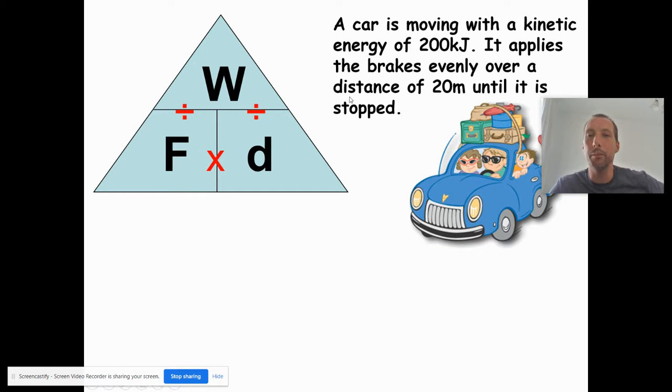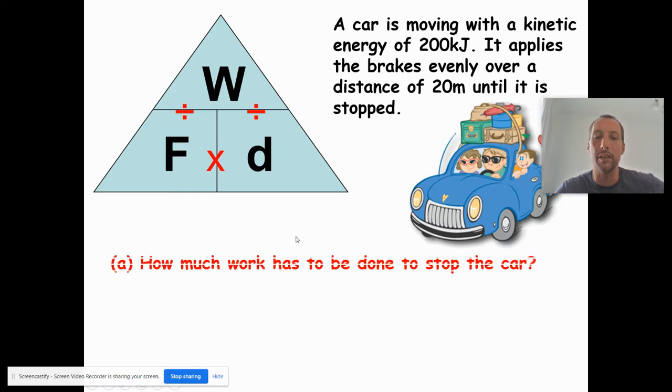So here's the question. A car is moving with a kinetic energy of 200 kilojoules. Remember, kilo is 1,000, so 200,000 joules of kinetic energy. It applies the brakes evenly over a distance of 20 meters until it's stopped. So you've got a car whizzing along with quite a lot of kinetic energy, puts the brakes on, and in 20 meters it's stopped.